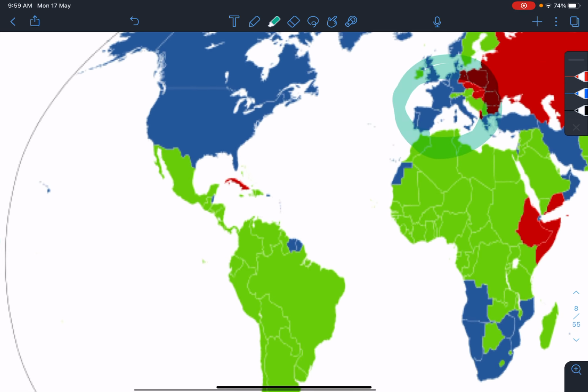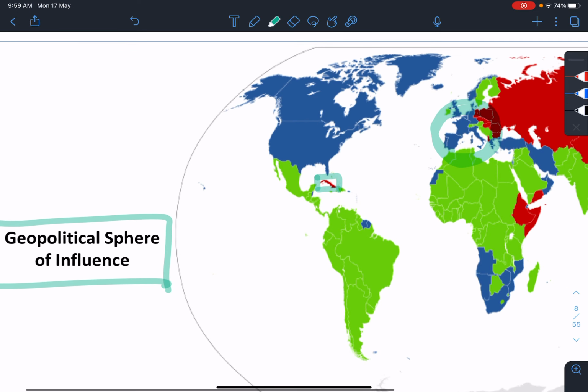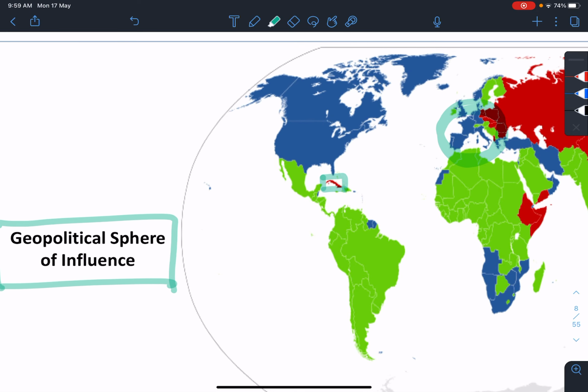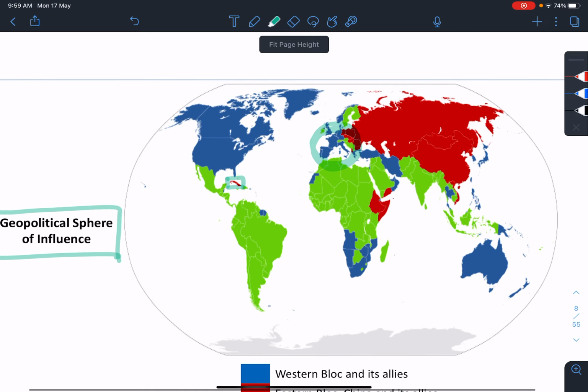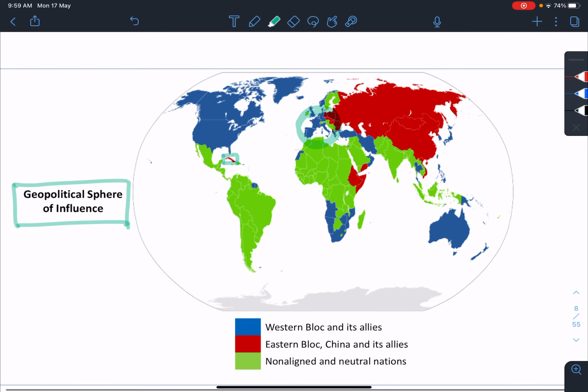But we want to draw attention to this. If you look, we have this little island of Cuba here, which is red, and it is the only communist presence in the entire American hemisphere. Now, this is going to be a problem for America. You can really start to see there are some geopolitical concerns going on here. If I am the USA, what do I do about this little red speck?